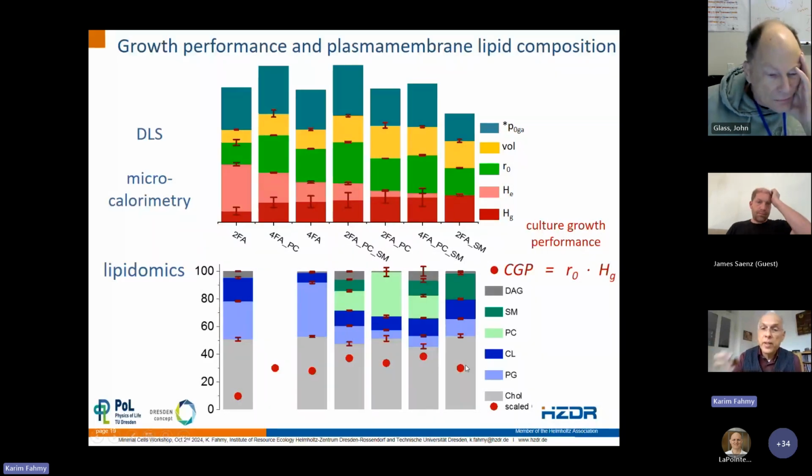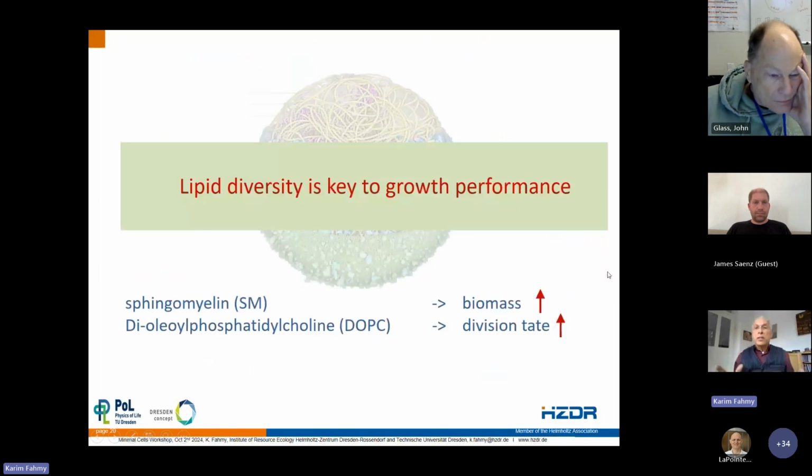And if we want to assign specific functions to specific lipid classes, roughly, one would say the presence of DOPC, that's abbreviated as PC here, seems to increase the rate, the green bar here, whereas the presence of sphingomyelin seems to increase biomass. So lipid diversity is key to growth performance. Sphingomyelin is good for biomass, DOPC good for division rate.